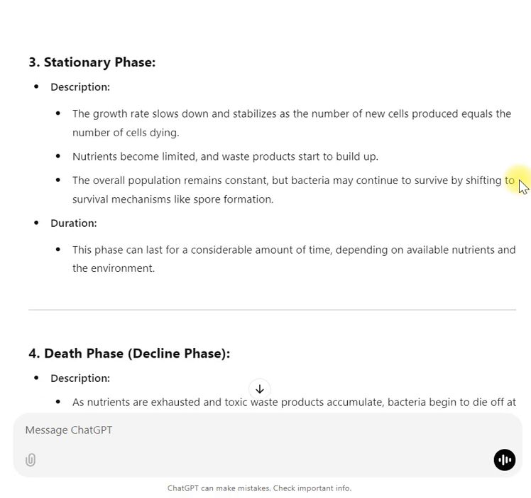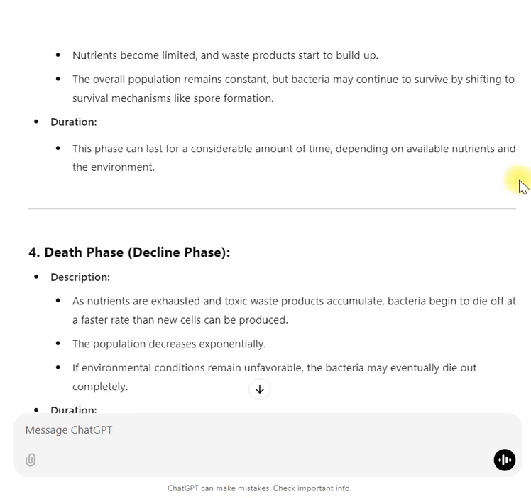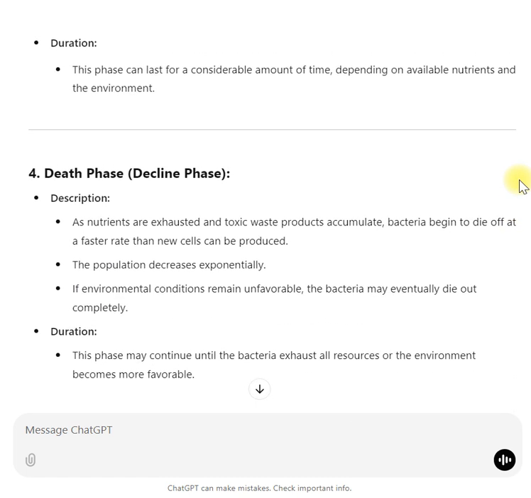3. Stationary phase. Description. The growth rate slows down and stabilizes as the number of new cells produced equals the number of cells dying. Nutrients become limited and waste products start to build up. The overall population remains constant, but bacteria may continue to survive by shifting to survival mechanisms like spore formation. This phase can last for a considerable amount of time, depending on available nutrients and the environment.